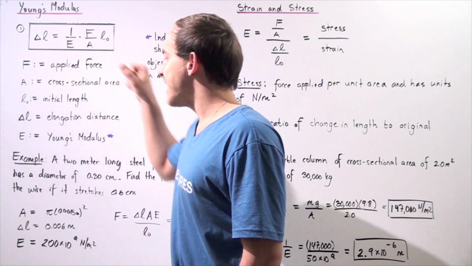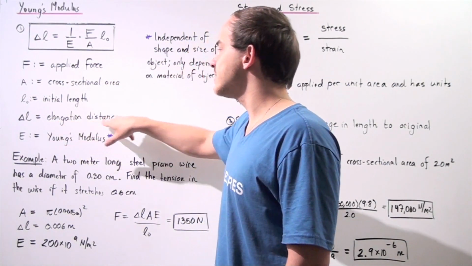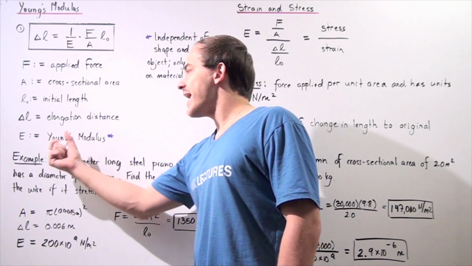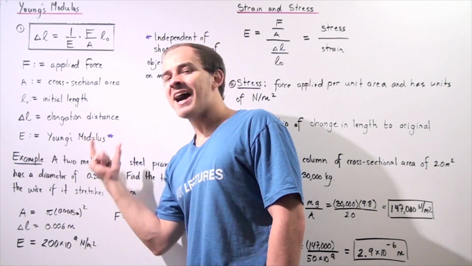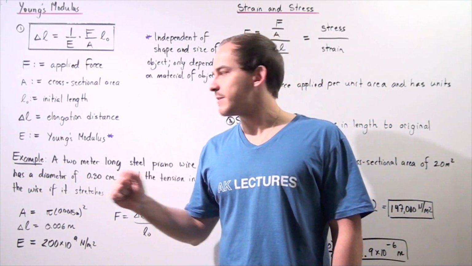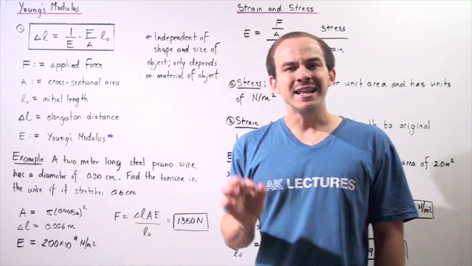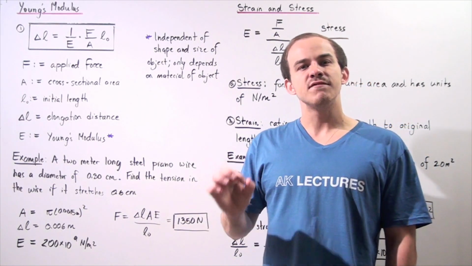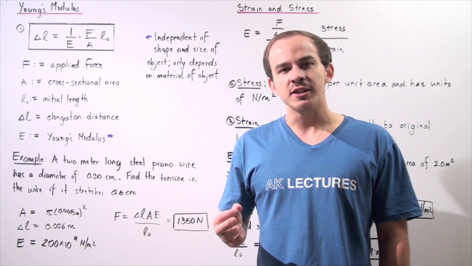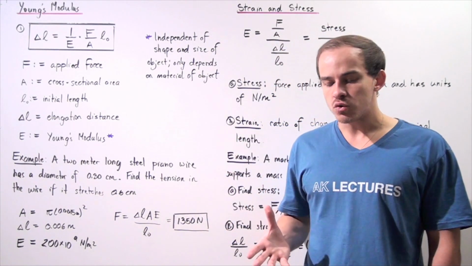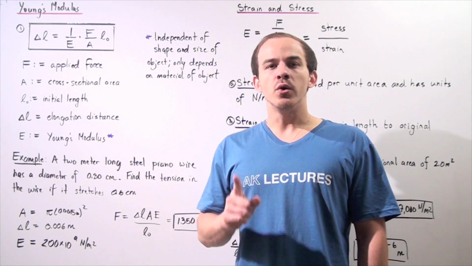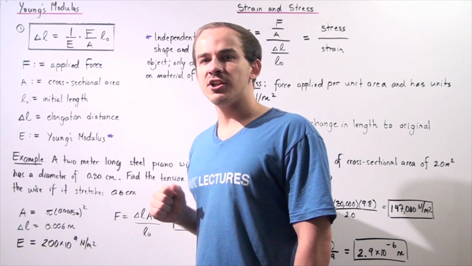So our change in L is simply our elongation distance of the solid object. Our E is simply known as Young's modulus. It's a constant that depends on the type of object we are using. Now E is independent of the shape and size of our object, and it only depends on the actual material that the object is composed of. For example, marble objects and steel objects will have different E values.